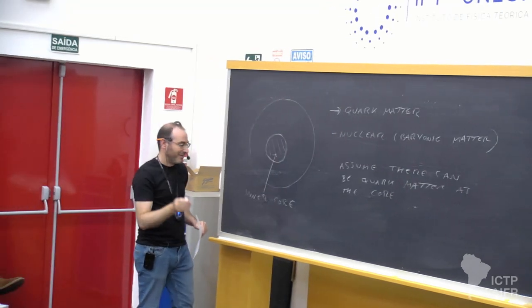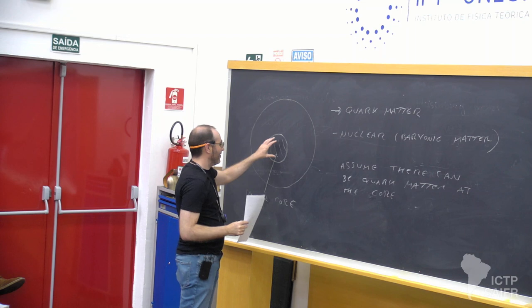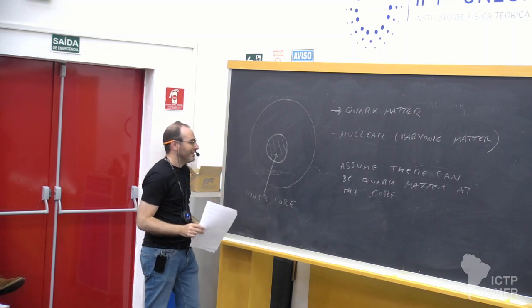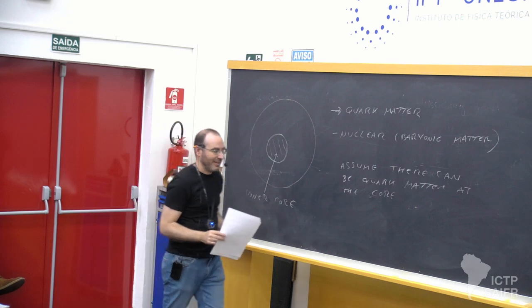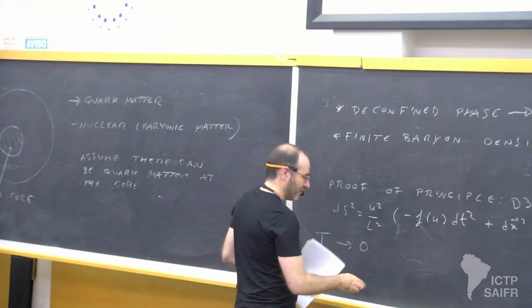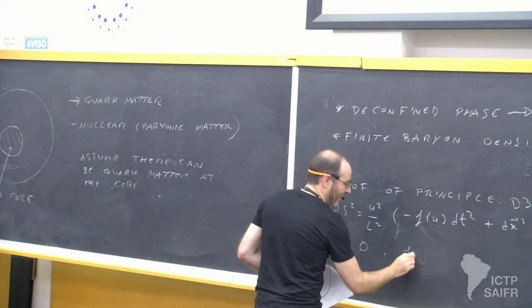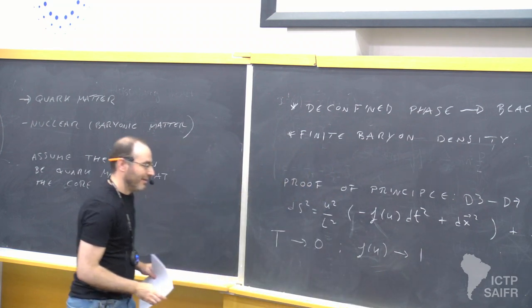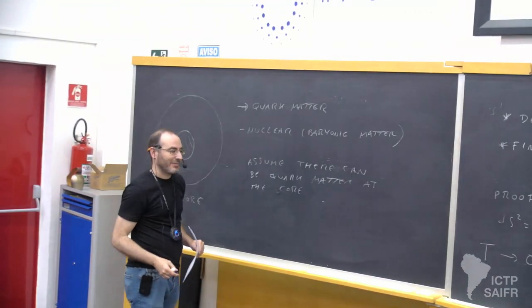The densities here are of the order of the Lambda QCD scale, hundreds of MeV, and the temperature is like keV. So the temperature is negligible. So we're going to assume that the temperature is so small that we can neglect the horizon part.